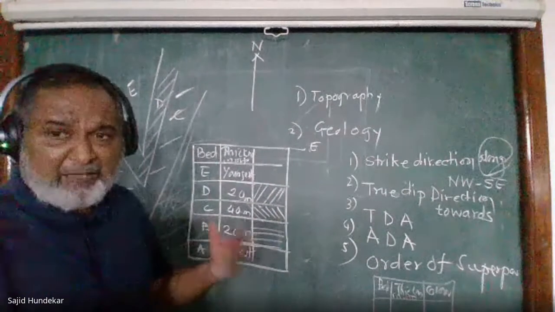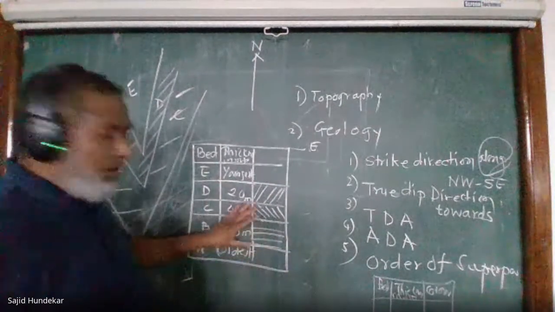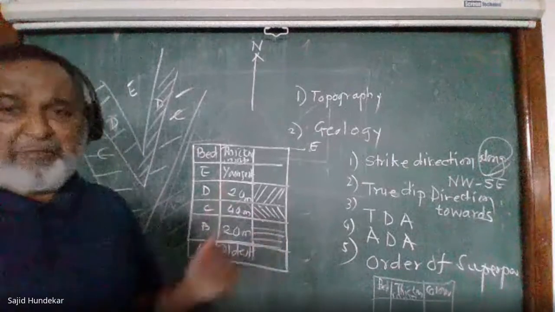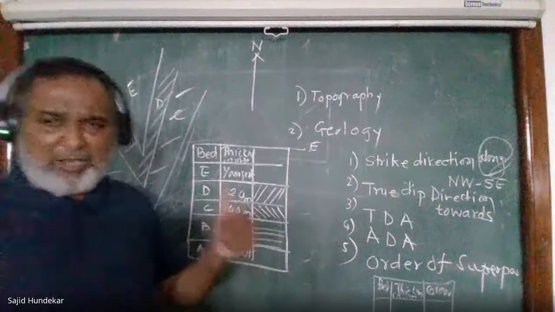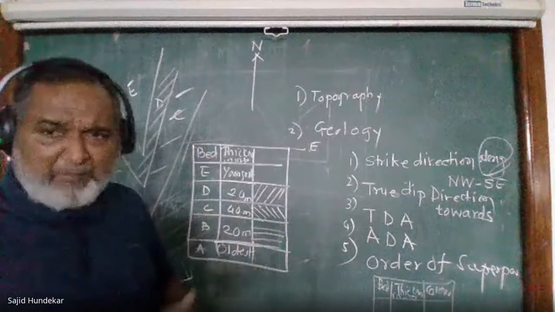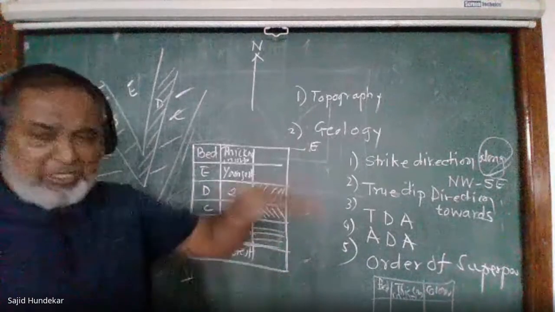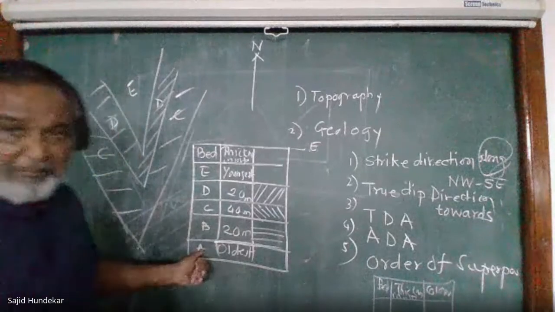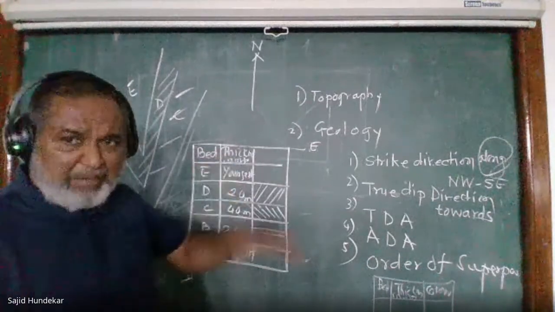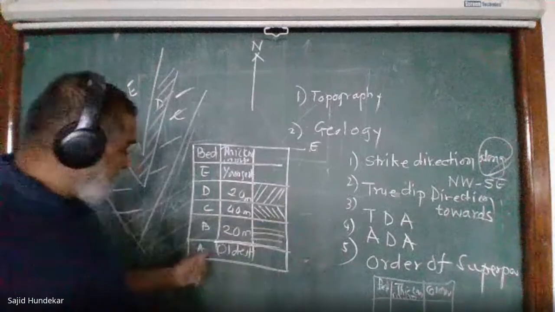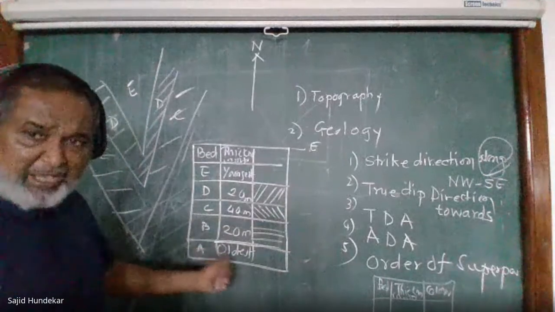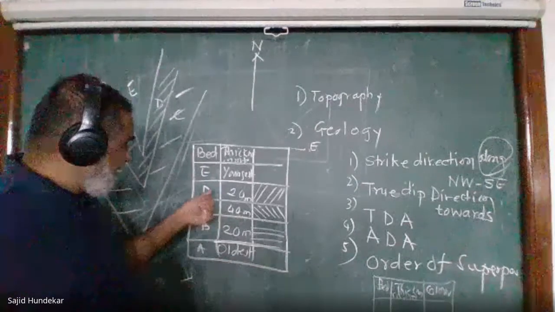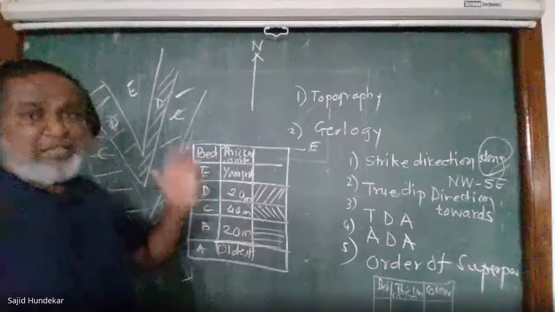Next what we have is the history: how these particular beds have been formed. So we write the sedimentation, in two lines or a single sentence we can write down here. The sedimentation means deposition. The sedimentation started with the deposition of bed A, followed by bed B, followed by C, followed by D, and followed by E respectively.